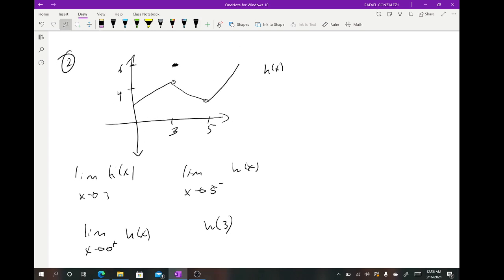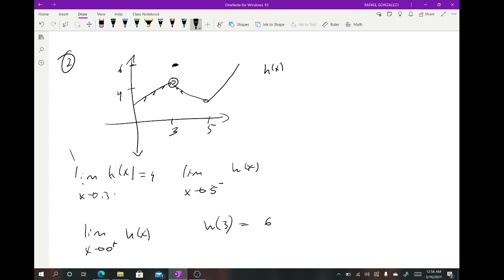And based on the graph, you should be able to determine what these things are. So if somebody asks you what is the limit of h of x as x goes to 3 from the left and right side, then you follow the lines from the left and right side, and the limit here is 4, but h of 3 is actually 6. So the limit here is 4, but h of 3 is actually 6.